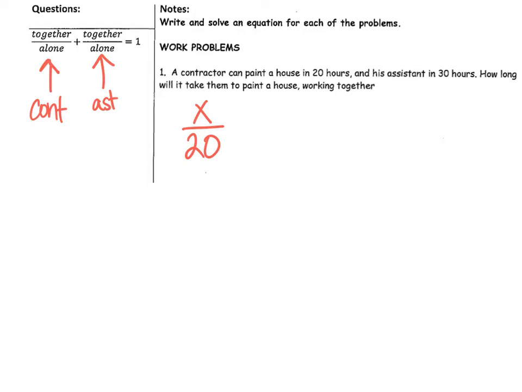Now his assistant takes 30. So it's always going to be a plus sign in the middle. We're not going to argue that. You're just adding the two guys together. Alone, the assistant can do it in 30. So put a 30 on the denominator for the assistant. But together, do we know the assistant yet? Nope. Put an X again on top. Always is going to equal 1. Always.